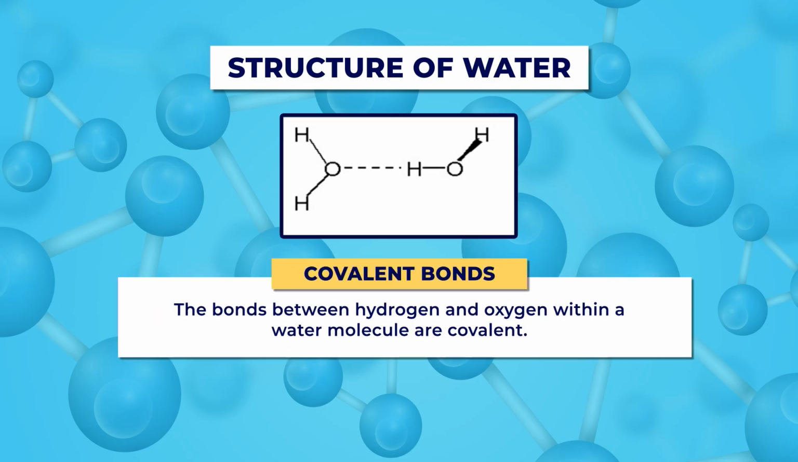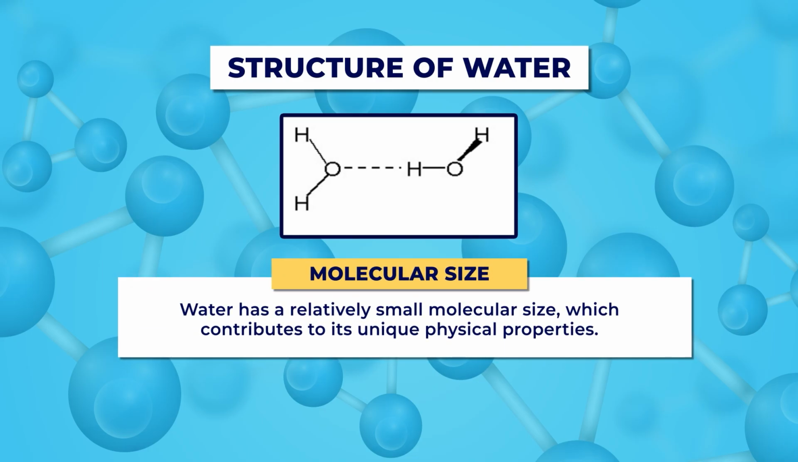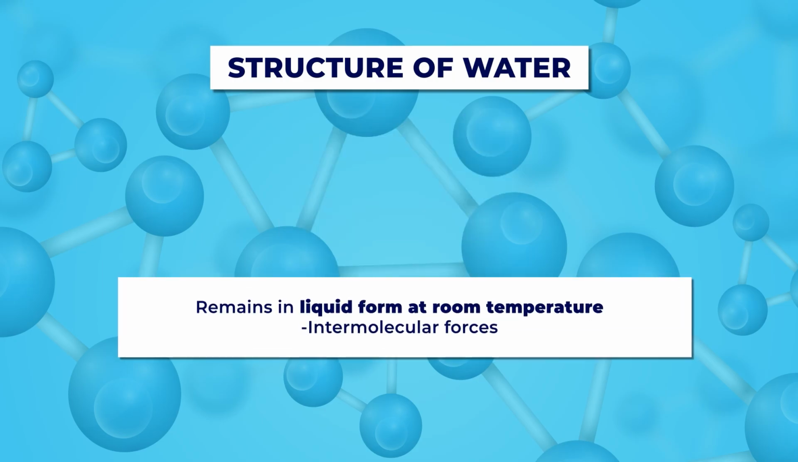Within the water molecule, there is a covalent bond, as shown in the picture, and there is a weak hydrogen bond. But the number of hydrogen bonds is large, so that it gives the unique characteristics which we will be sharing. Water has a relatively small molecular size, and because of this it also has unique physical properties. One example is that it remains liquid at room temperature because of the intermolecular forces.